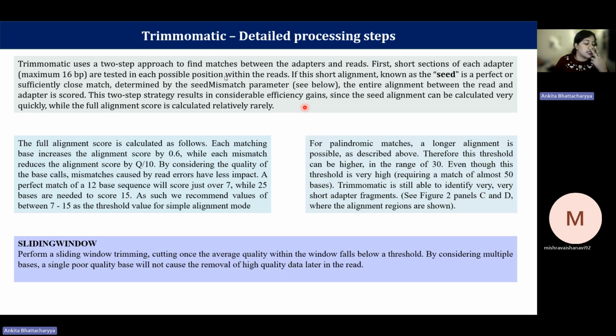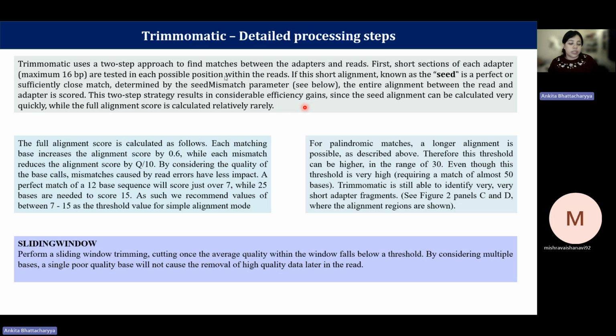Second, what we saw is that Trimmomatic uses this two-step approach. It first uses a small seed sequence, which tries to align at many different positions. And secondly, after there has been a sufficient alignment or overlap, then it is able to delineate a score for that alignment.